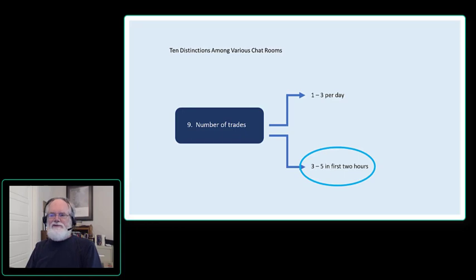Number 9 is the number of trades. This is probably not a real big differential for most chat rooms, but it's important to be aware of it. I post 3 to 5 trade ideas every single morning in the chat room. And part of the idea, just a parenthesis here, is that you may find your own trades. It may not be that you follow every single trade idea that I post. It may be that you take some of my trades and you take some of your own favorites.